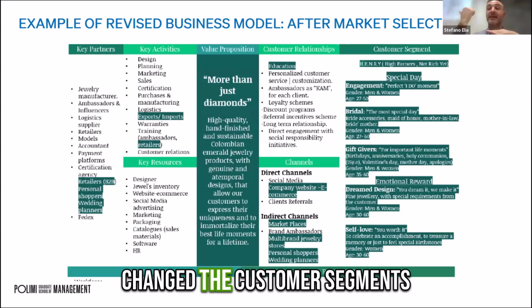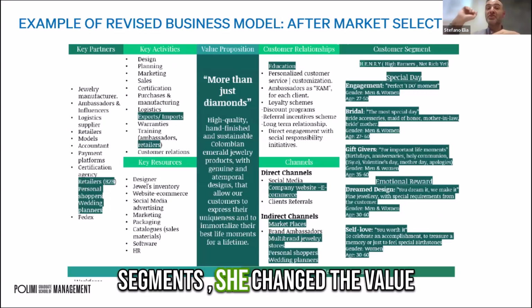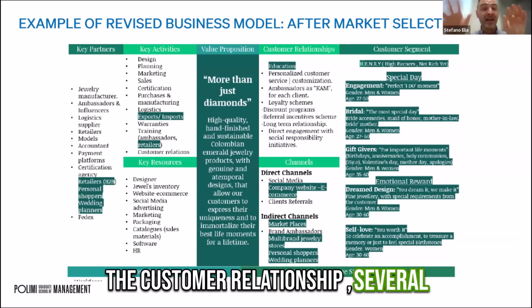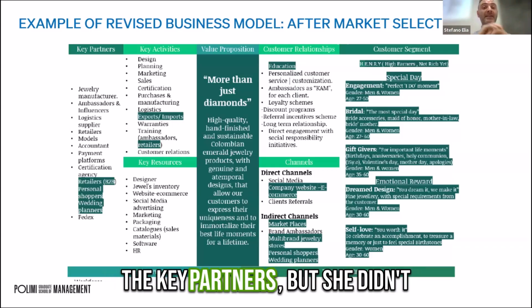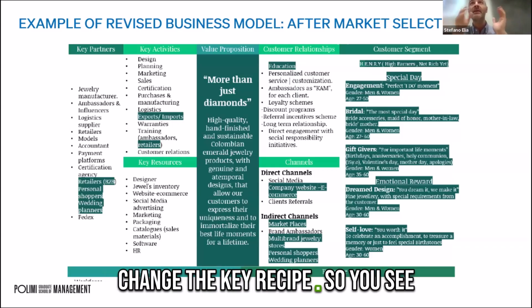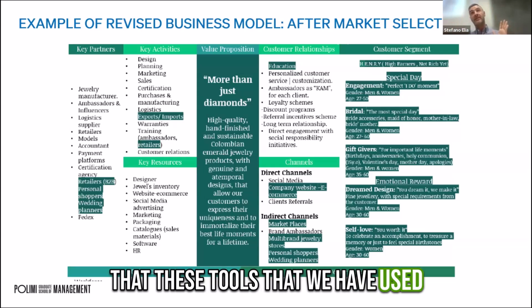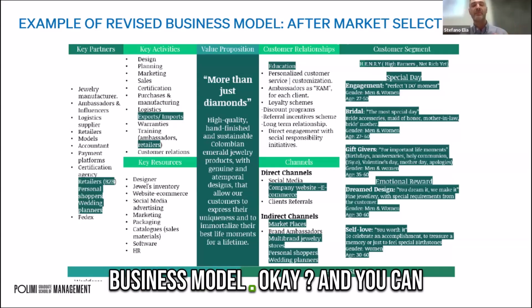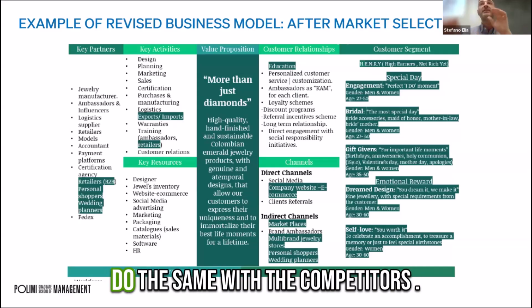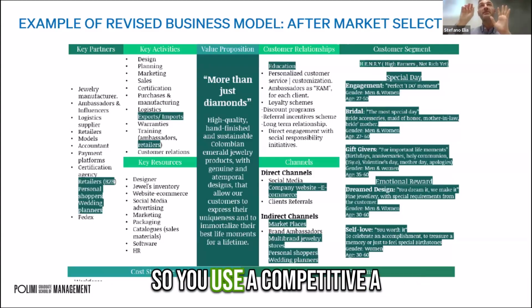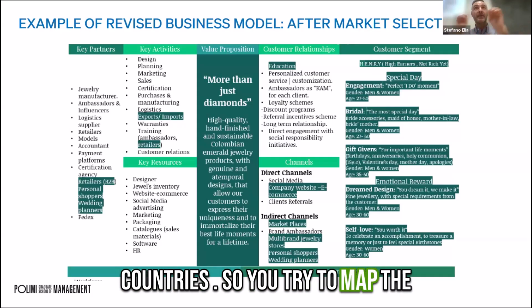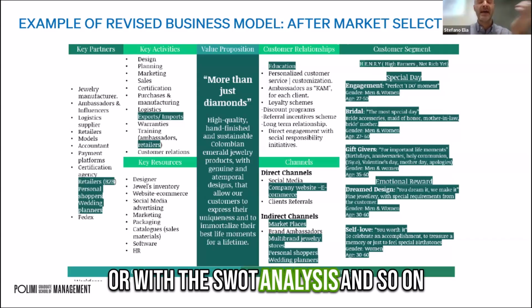So she changed the customer segments, the value proposition, part of the customer relationship, several channels, the key activities, and the key partners, but she didn't change the key resources. So you see that these tools that we used in the first step can be used also in the last step in order to adapt your business model. And you can do the same with the competitors, for instance, the competitive maps. You use a competitors map in the host countries, so you try to map the competitors in the host countries, or you use the SWOT analysis, and so on and so forth.